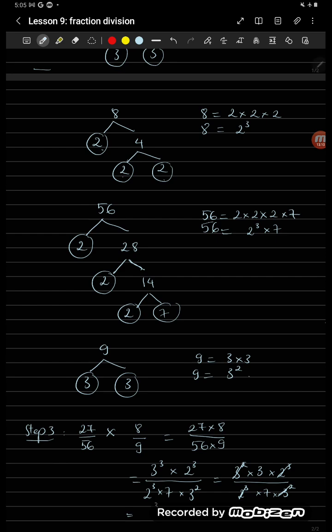So just write the final answer, 3/7. So that's it. It's very easy, very straightforward, and you will not make any mistake, and your final answer is always in the simplified form.